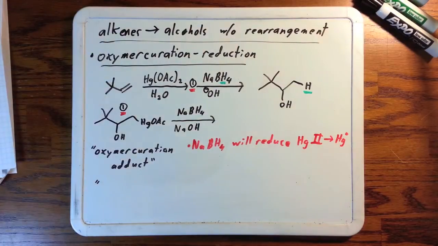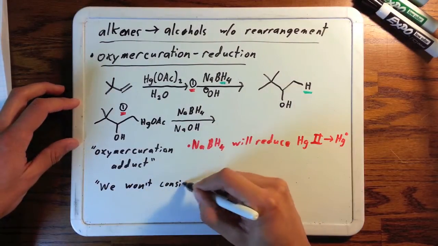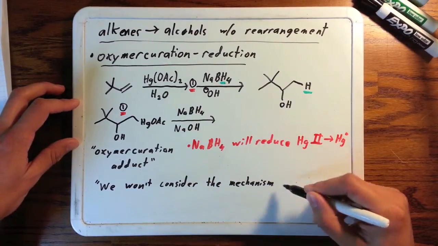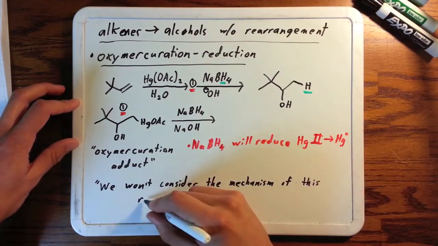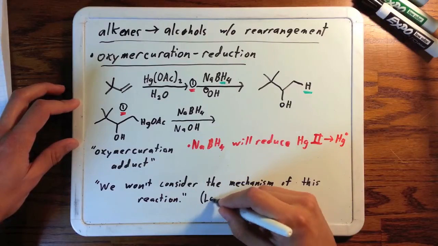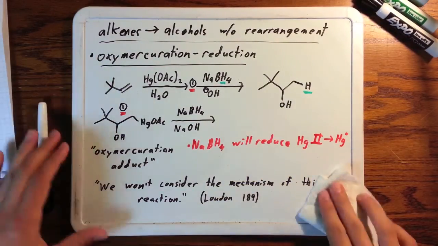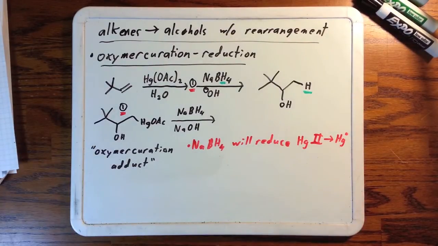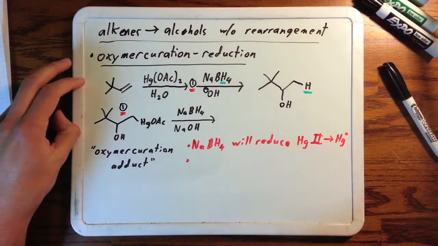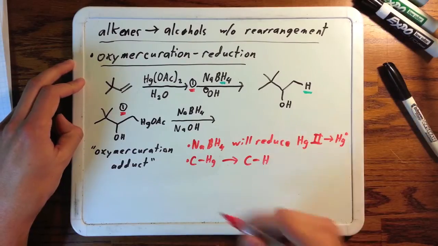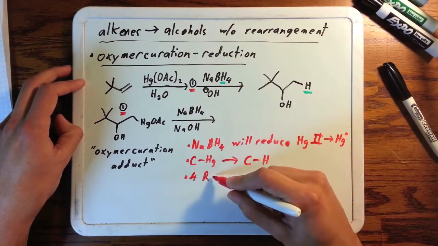You may be curious as to how this last step occurs. I kid you not, my textbook says we won't consider the mechanism of this reaction. It was also not covered in my lecture. So, if you are really curious as to what happens here, either Google it or take inorganic. Try and stay awake. All you need to know is a C-mercury bond becomes a CH bond.